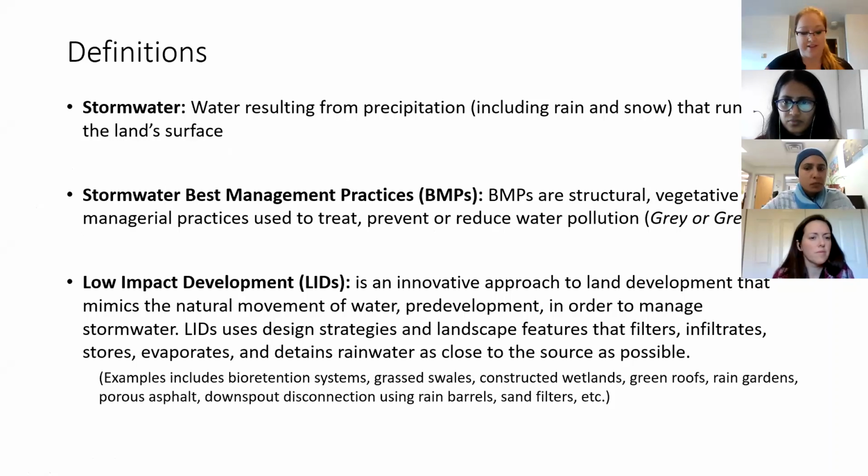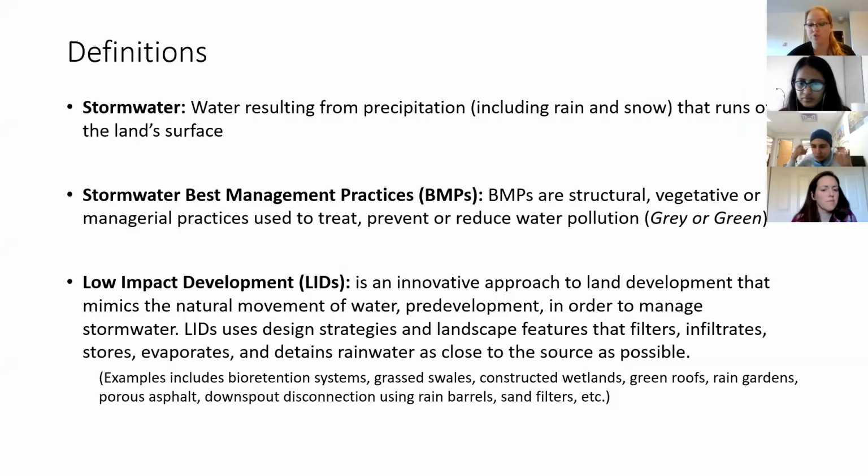Most of you are familiar with the definition of stormwater, which is water resulting from precipitation, including rain and snow, that runs off the land surface. Stormwater best management practices, or BMPs, are structural, vegetative, or managerial practices used to treat, prevent, or reduce water pollution. BMPs can be both gray or green infrastructure. Gray could be such as a settling pond, and green could be a rain garden or bioretention system. So BMPs is sort of an overarching term for any management of stormwater.